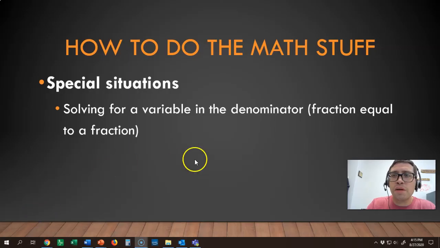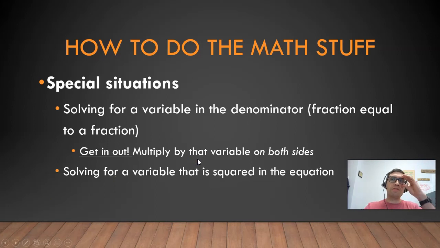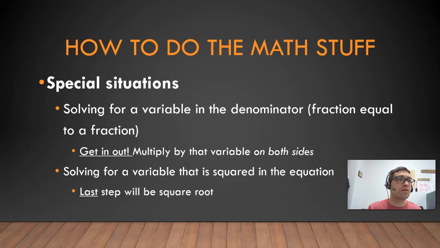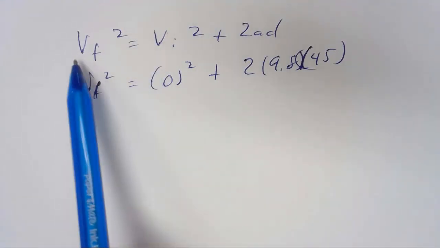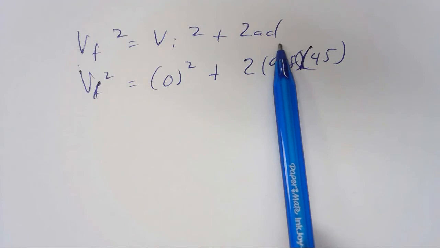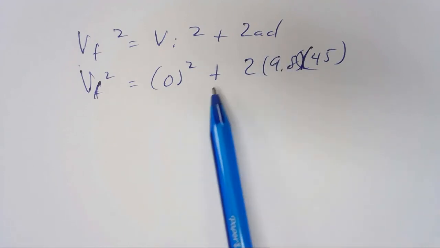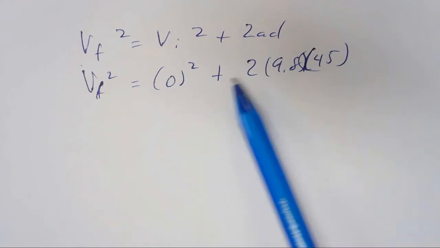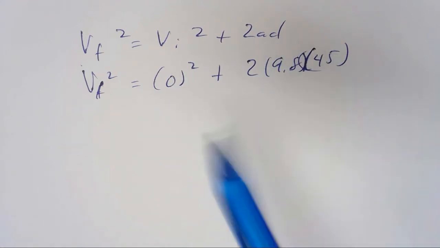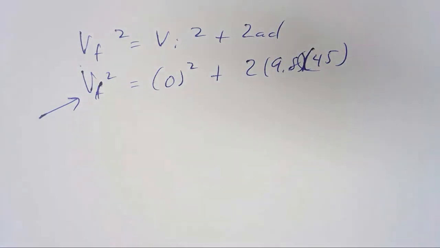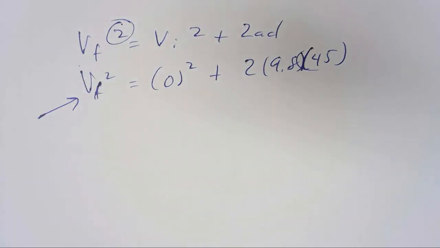Next special situation we're dealing with after solving for a variable in the denominator, we're going to solve for a variable that gets squared in the equation. If that's the case, if the variable you're solving for is squared in the equation, every single time that happens, the last step will be to take the square root. Let me show you what that looks like. So let's say we have this equation, vf squared equals vi squared plus 2ad. I've substituted the numbers that I know. I know that VI is 0, A is 9.8, and D is 45. And in this case, I'm solving for VF, which is squared in the equation.